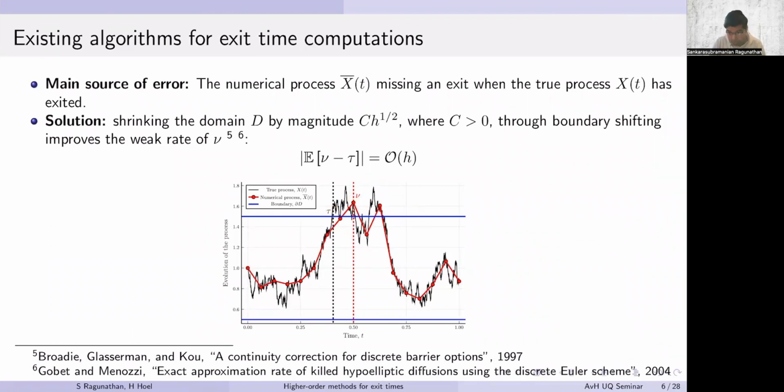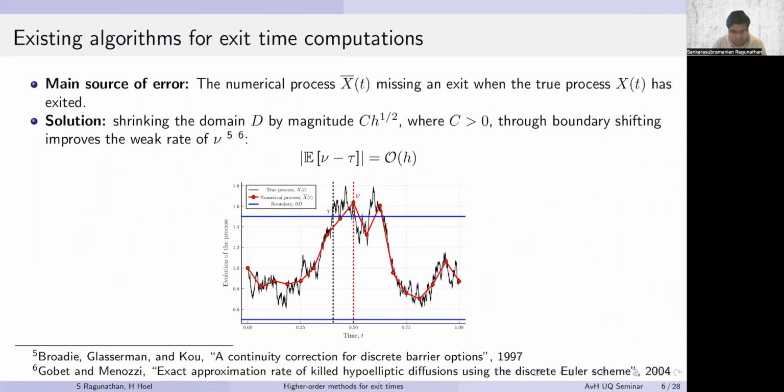And if you were to use a larger time step size close to the boundary, you would overshoot by a larger time step size, right? So you make a larger error when you're computing the mean exit time, which is something you don't want. So our idea is to use smaller time step sizes as the process gets closer and closer to the boundary.